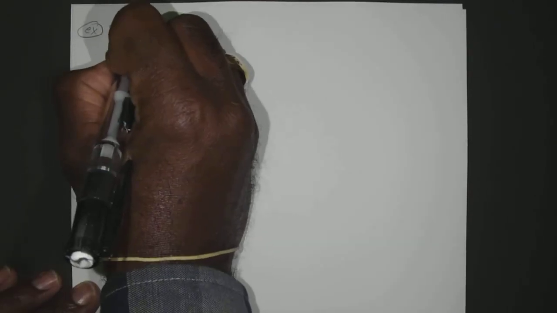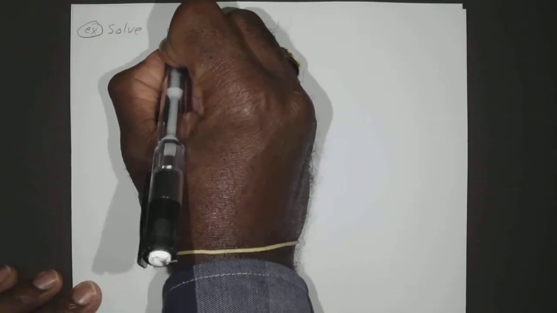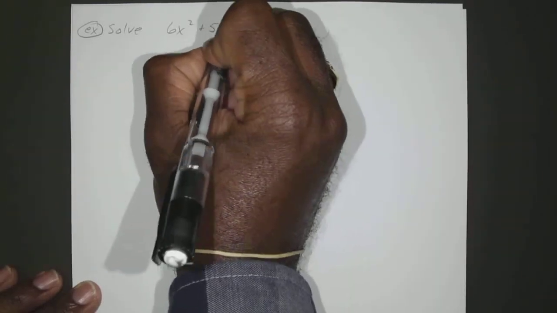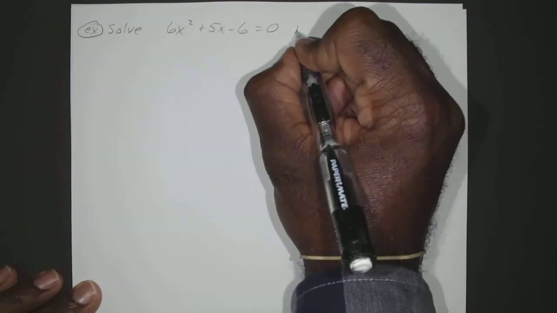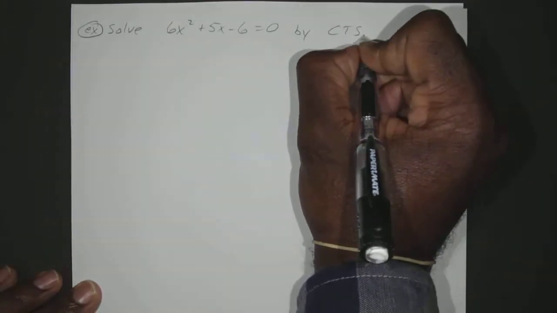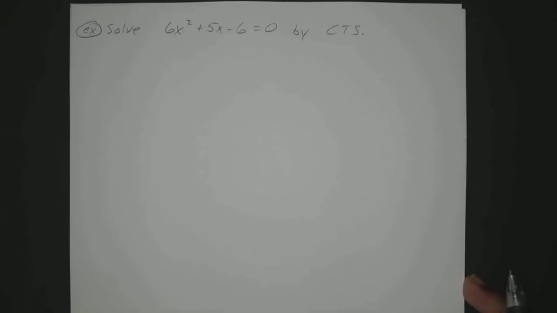Okay, so let's say for the next one, we wanted to solve 6x squared plus 5x minus 6 equals 0 by completing the square. The ones before this all had a's that equal 1, so we were able to skip the first step. With this one, we can't skip the first step because the x squared has a coefficient that's a number other than 1.